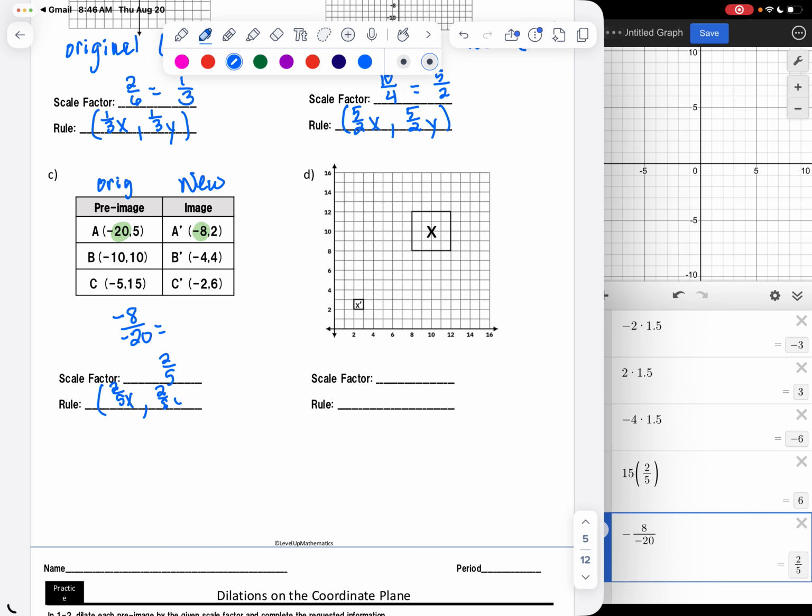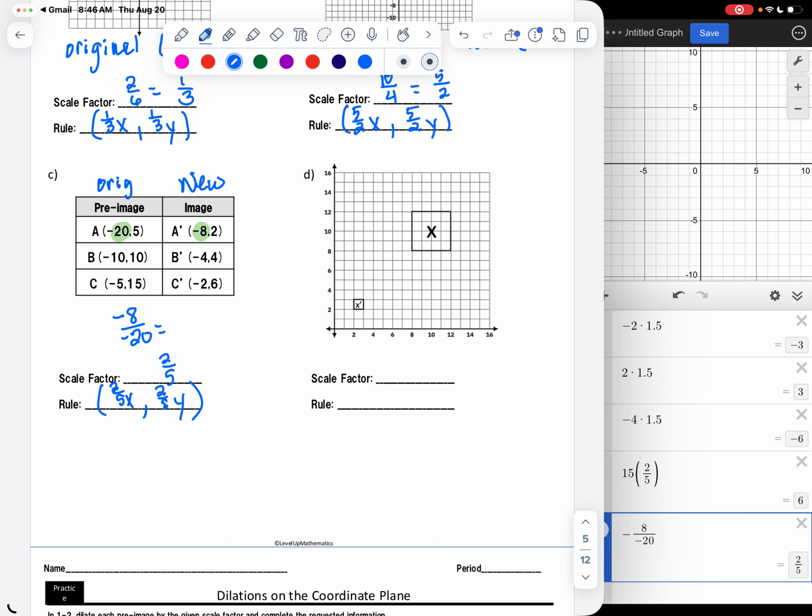All right. In problem D, we have our original is this large square, and our new is this x prime, or this small square. What I'd like you to do right now is pause the video and try to get the scale factor and the algebraic rule. When you're ready to check your answer, press play.